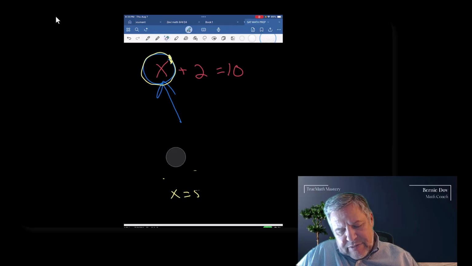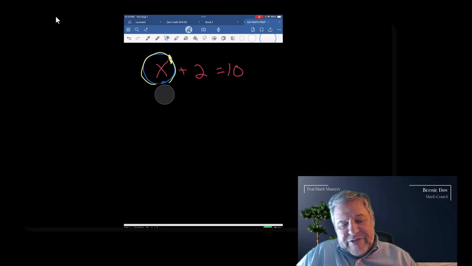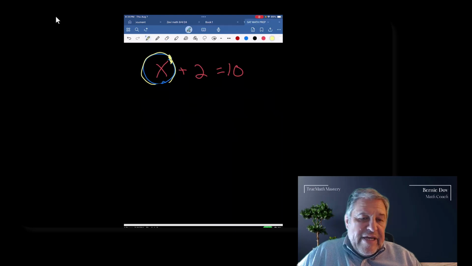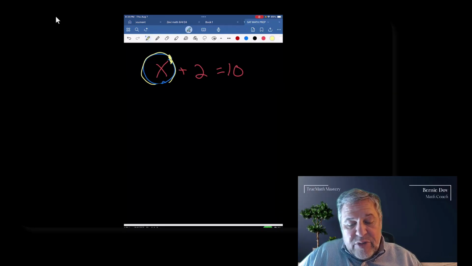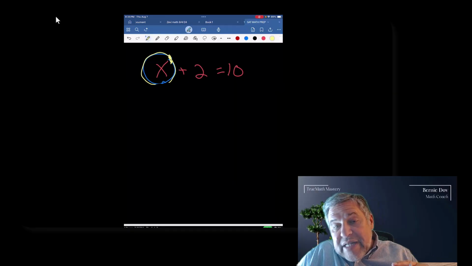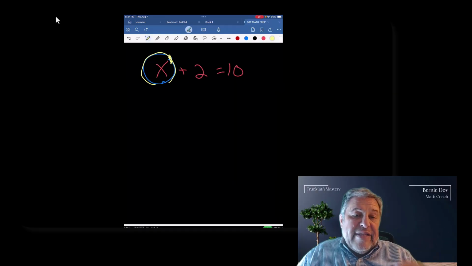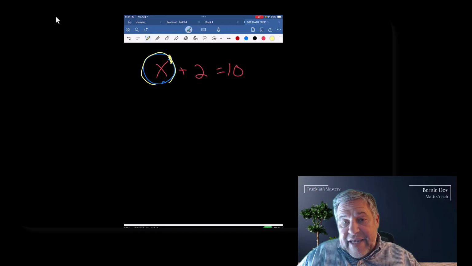What it means is, and this is even presented to third graders, but not in this way. You can say to a third grader, if I have a certain number of dollars in my pocket, I'm not telling you how much, but if I had $2 more, I would have $10. What is that number? And of course, they'll say 8.